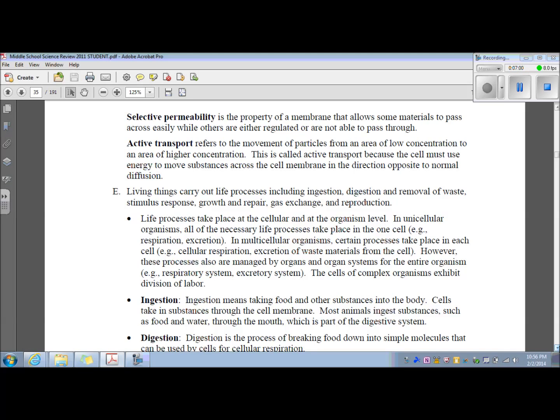Active transport refers to the movement of particles from an area of low concentration to an area of higher concentration. This is called active transport because the cell must use energy to move substances across the cell membrane in the direction opposite to normal diffusion.